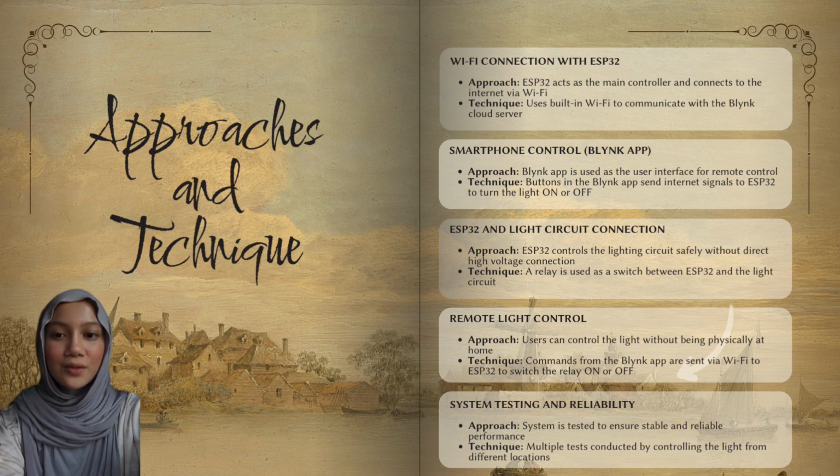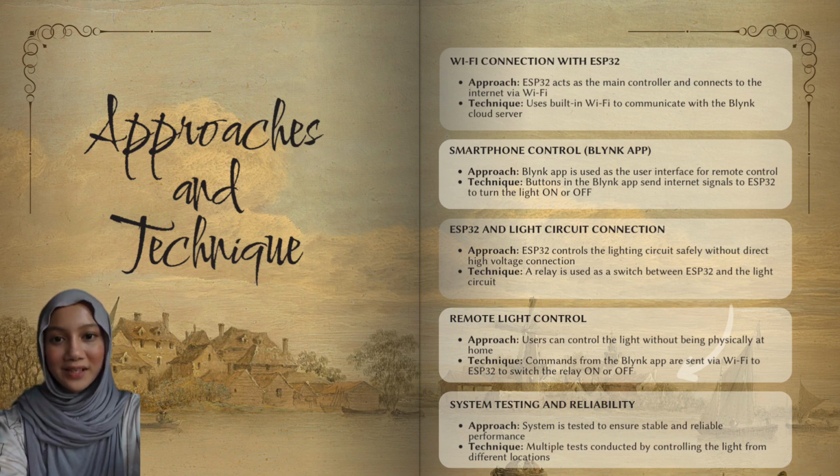The ESP32 is connected to a relay module, which acts as a switch to safely control the light circuit without direct high voltage connection. When the user presses the on or off button in the Blink app, the command is sent through the internet to the ESP32, and the relay will turn the light on or off accordingly. Finally, we tested the system multiple times from different locations to ensure stable connectivity, fast response, and reliable operation.